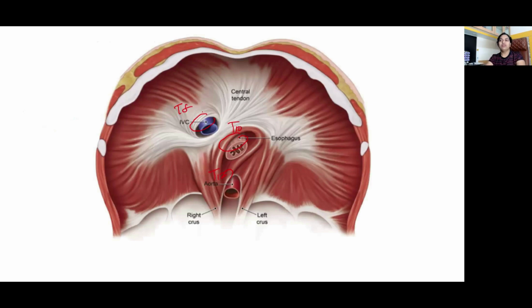Structure accompanying the inferior vena cava, any idea? Branches of the right phrenic nerve. With the esophagus, the right and left vagus nerve, and then branches of the left gastric artery. With the aorta, the thoracic duct, and sometimes the azygos vein.